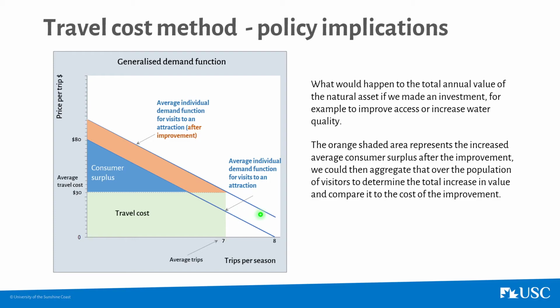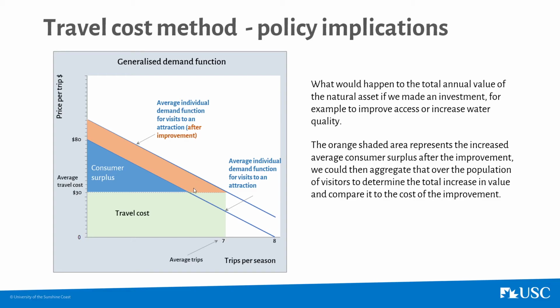So that's what I'm illustrating here. We make this investment, we improve the quality, we increase amenities and access and so on. The demand curve shifts outward. Well, now what we can do is undertake this analysis again and figure out, what is this additional consumer surplus here that is being obtained by all of the visitors? And so we would aggregate that up, and then we could compare that to the cost of the investment.